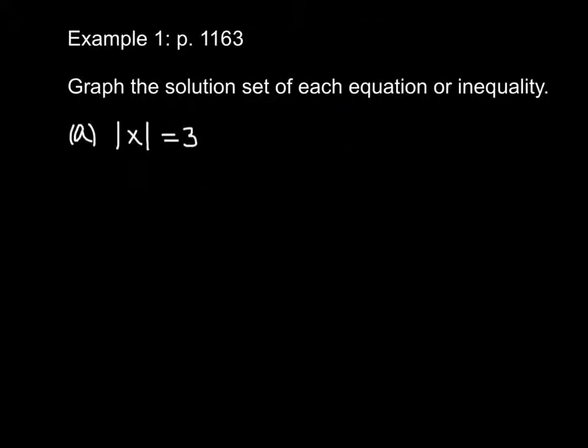So example 1 on page 1163 says graph the solution set of each equation or inequality. So the absolute value of x is equal to 3. I'm going to take two scenarios, and that's going to be x is equal to negative 3 or x is equal to positive 3. So I just take the positive and the negative.